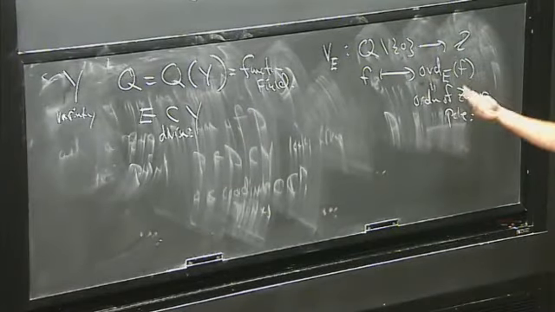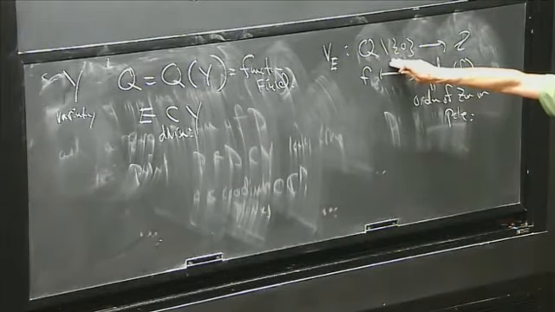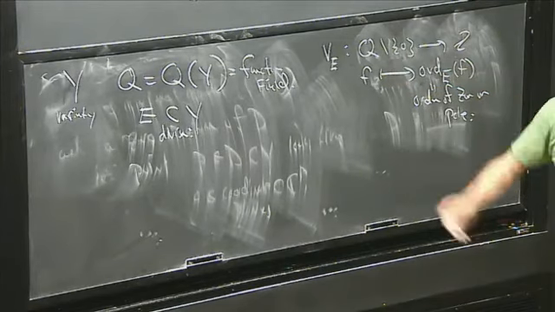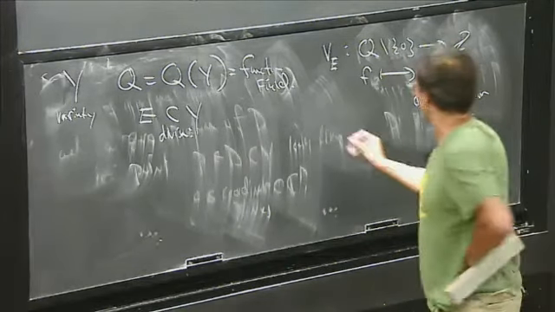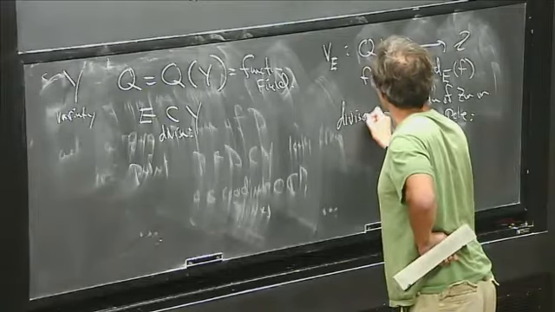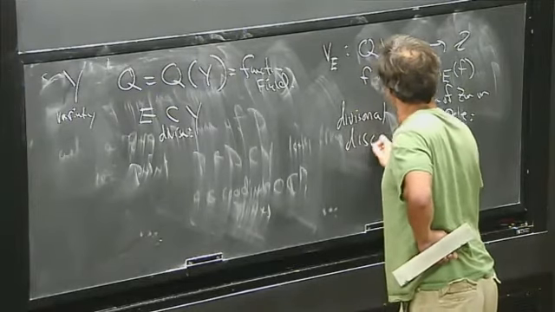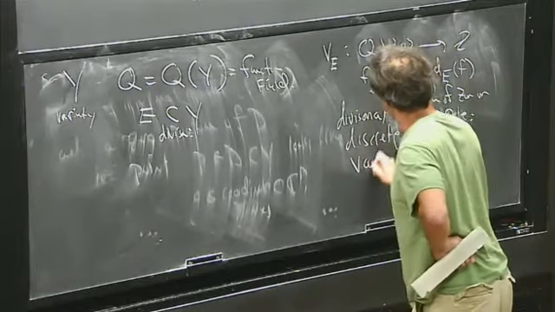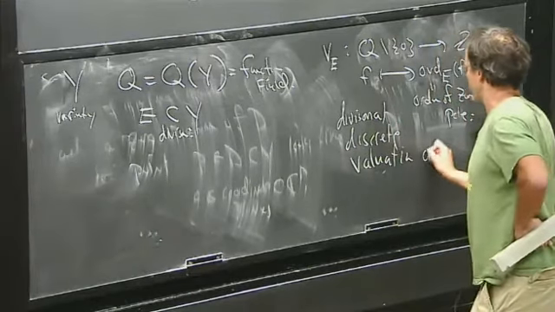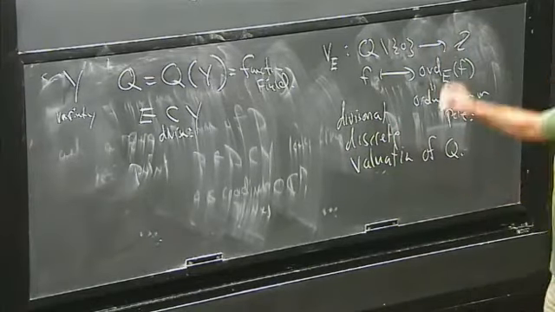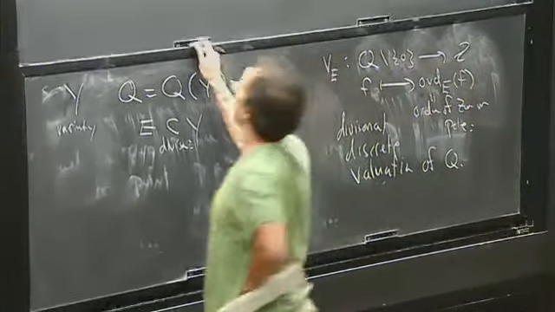Well, these functions, you can characterize purely in terms of the field. These are what are called divisorial discrete valuations of the field. And so in terms of this, I can define this thing kind of obviously.